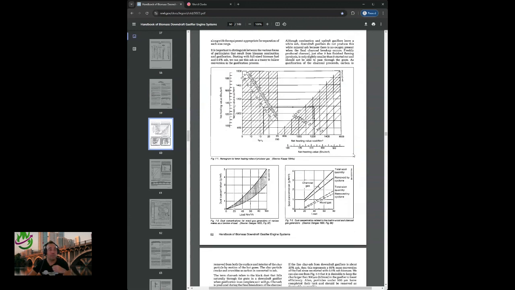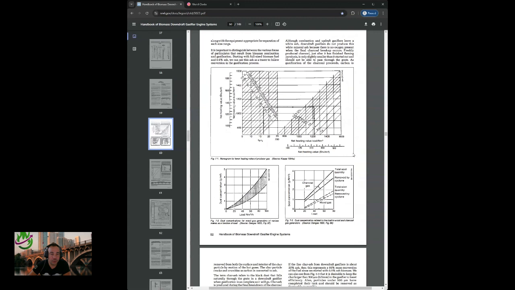Along with the equipment appropriate for separation of each size range, it is important to distinguish between the various forms of particulates that result from biomass combustion and gasification, starting with full-size biomass fuels and 0.5% ash. We can use this ash as a tracer to follow conversion in the gasification process. Although combustion and updraft gasifiers leave a white ash, downdraft gasifiers do not produce this white mineral ash because there's no oxygen present when the final charcoal breakup occurs.